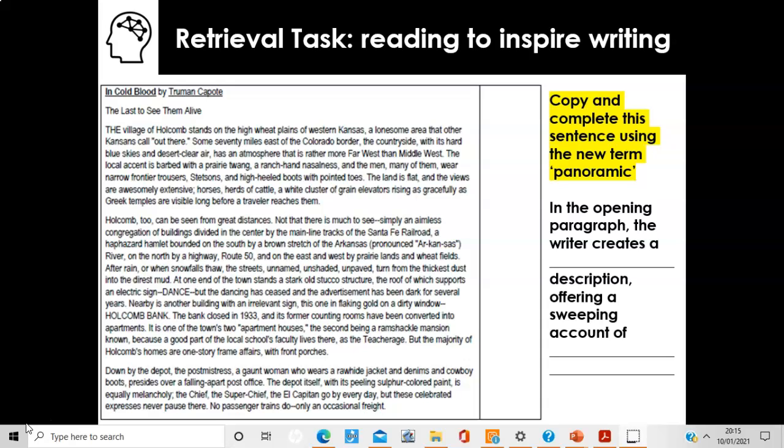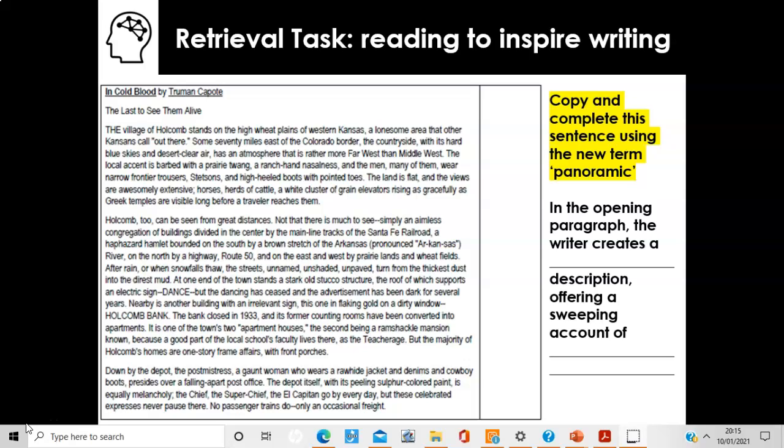And a little clue, first of all, in this week, we're going to do our panoramic descriptions. That's what we started to actually plan. Then we're going to look at paragraph 2, and then we're going to look at paragraph 3, following this In Cold Blood by Truman Capote example.